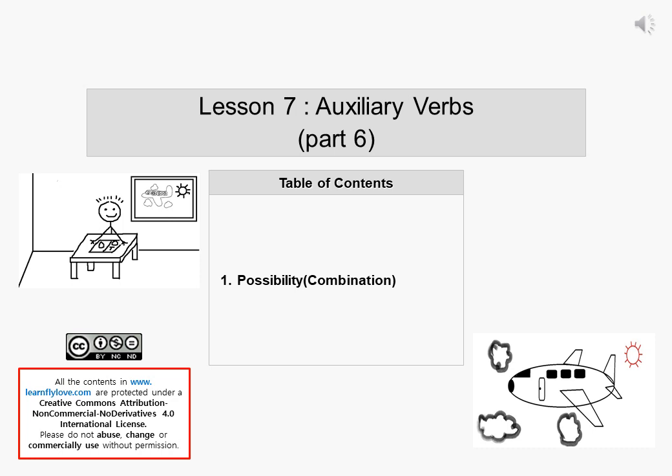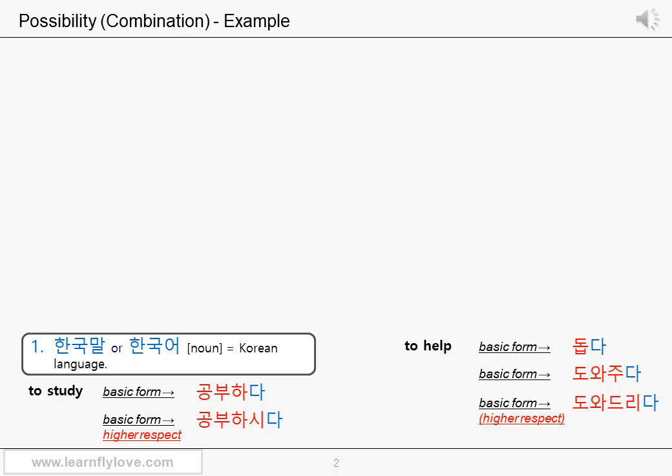안녕하세요. Let's talk more about expressing possibility in Korean in this lesson. Let's go. Let's learn the combination of ability and possibility. Let's see the English sentence first. I might be able to help you study Korean.